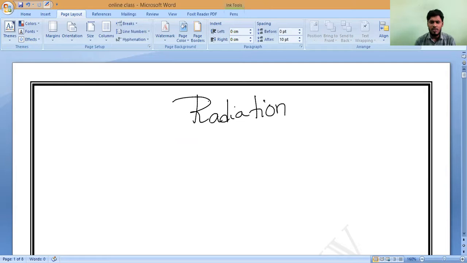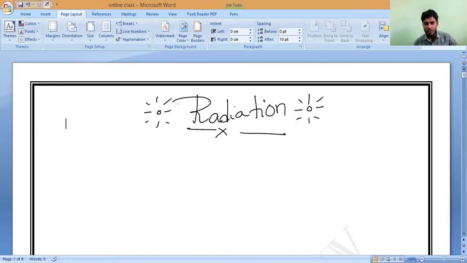This is a common word which we hear from everywhere, even in our daily life. Keep the phone away from your head because of radiation. Cell phone towers radiation, like that. Every day we use this word. Correct or not? So what is this radiation and how does it take place? That is what we will discuss in today's class.